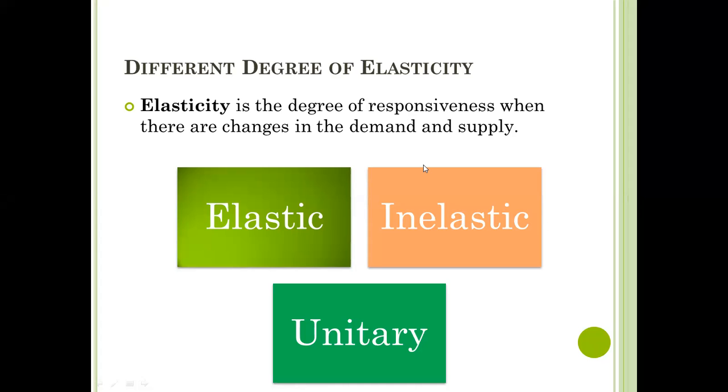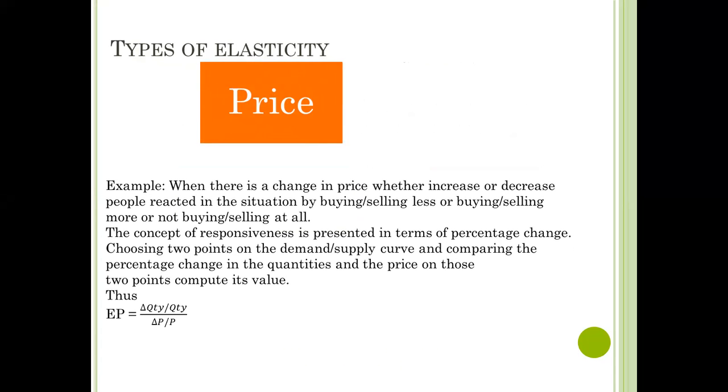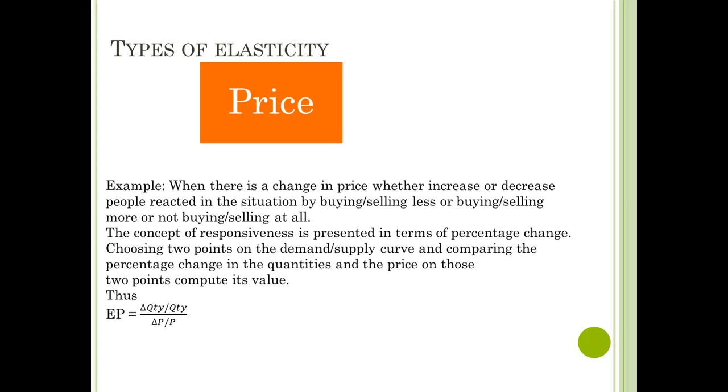For elasticity, we have types of it. The types of elasticity are price elasticity and income elasticity. Let's first discuss price elasticity. Price elasticity refers to the type of elasticity that deals with the degree of responsiveness of people when there are changes in prices. So let's have here an example.